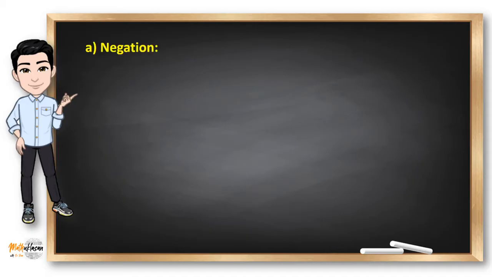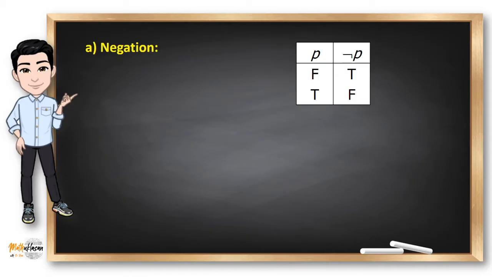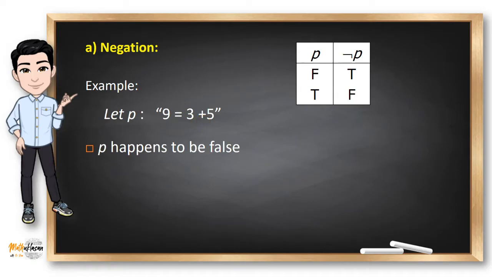For the operator negation, its truth value table looks like this. So we can see here that if the proposition is false, then the negation is true. While if the proposition is true, the negation is false. For example, let P be the proposition 9 equals 3 plus 5. Now, we all know that 9 equals 3 plus 5 is false. So, the negation of P now is true.